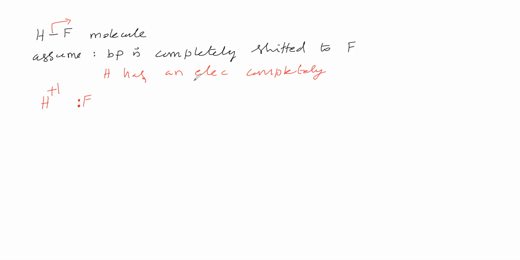Therefore, hydrogen has plus one. Fluorine has gained an electron. Therefore, fluorine has minus one. If we assume complete loss for hydrogen and complete gain for fluorine, then hydrogen has exactly plus one and fluorine has exactly minus one, and HF has 100% ionic nature. This is as per our assumption.